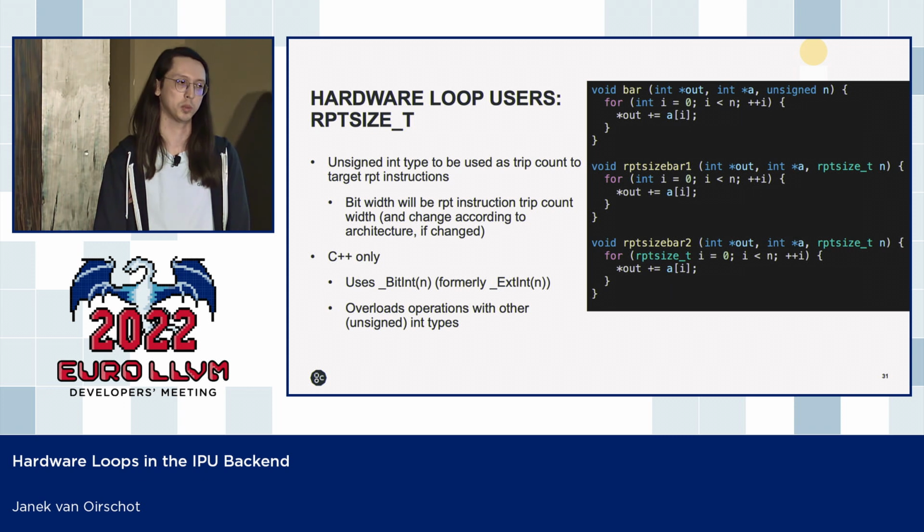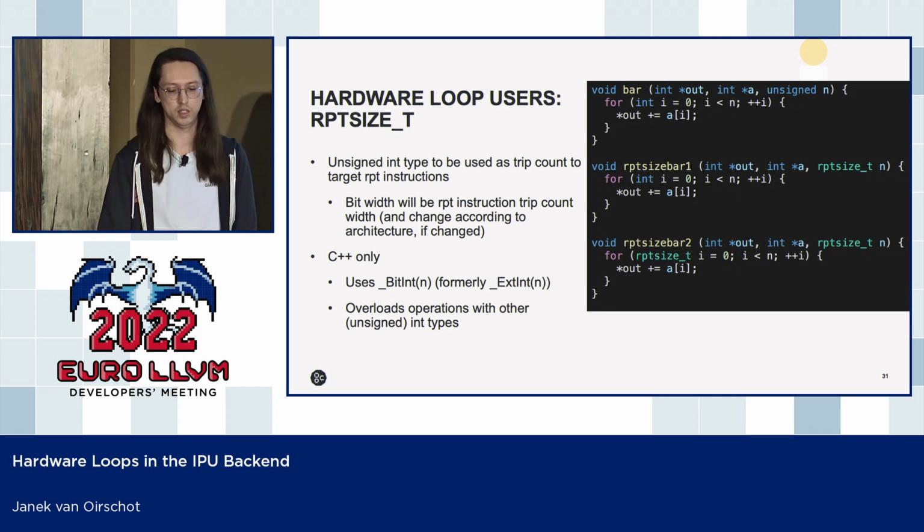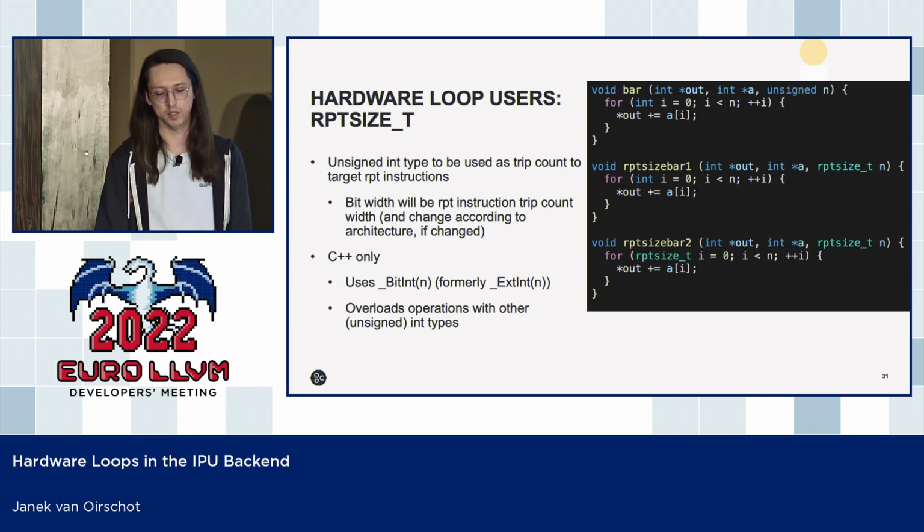One thing is it is C++ only. It uses bit int n, which is I believe a C23 proposal. We just wrap it with a lot of templating to make sure that it works well with other types and other sizes. Where we see here the example on the right with the uppermost function bar, where it cannot decipher whether it is a repeat.